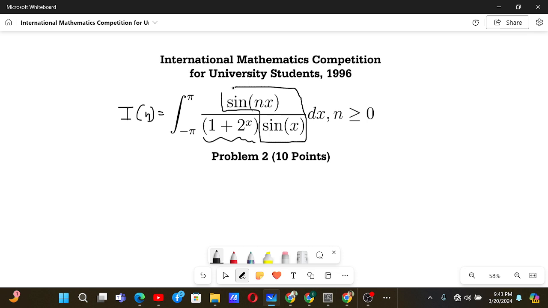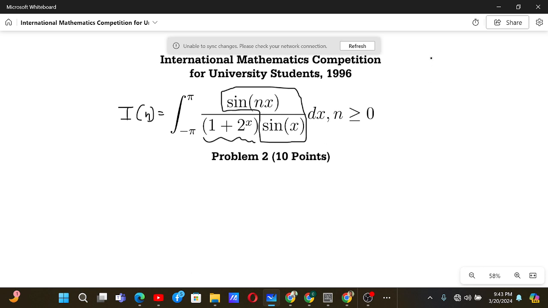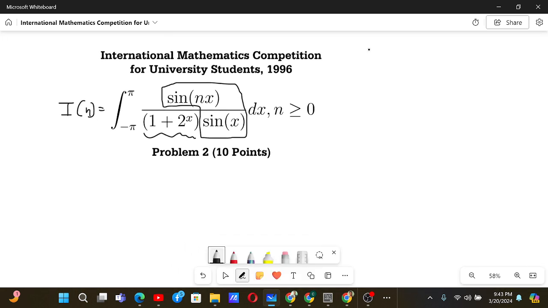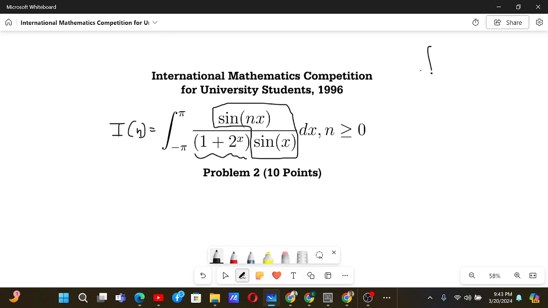That's why we can think of using King's rule to simplify this expression. If you don't know about King's rule, first let me share that. The integral from a to b of f of x dx is actually equal to the integral from a to b of f of a plus b minus x dx. You can get this from a simple u substitution. And with that, here a plus b minus x is pi minus x.